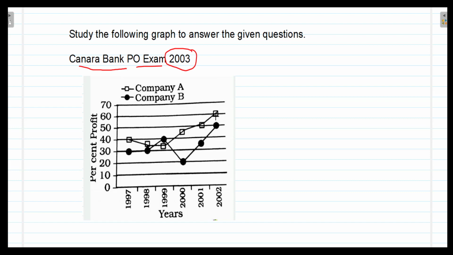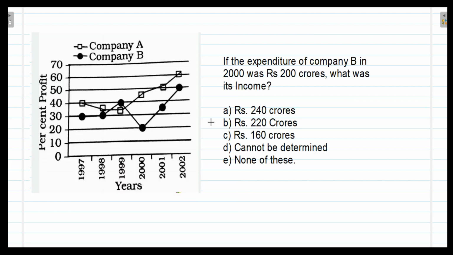And with the help of this given data through graph, we have to answer the questions. So let us see the first question. If the expenditure of company B in 2000 was rupees 200 crore, what was its income? So the expenditure is given as 200 crore, and it is asked what is the income. So income we have to find.